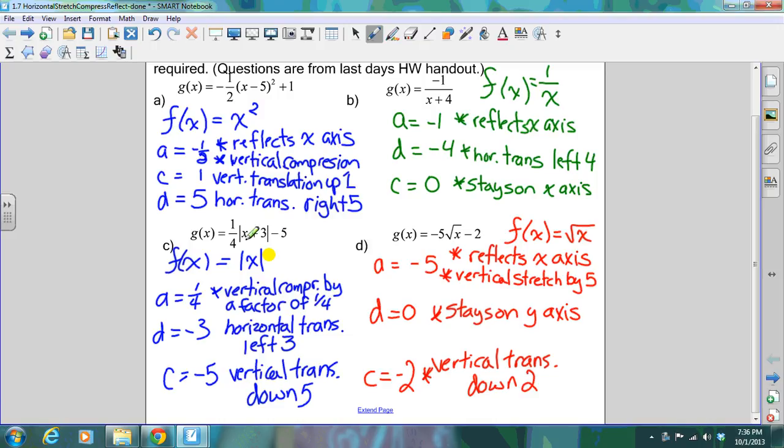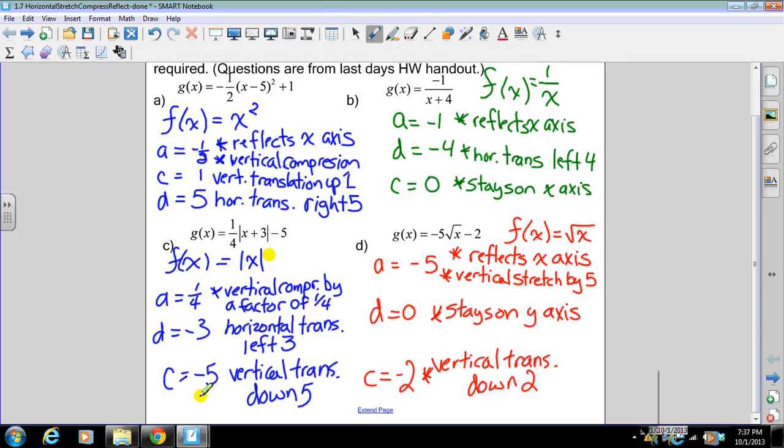Next, we should spot that D, normally it's x minus D, but we've got x plus 3. So that means D must be negative, with a value of 3. That tells you it's a horizontal translation, left 3. And in the last example, the number at the end, that is your C, and C equals -5. That means it's a vertical translation, down 5.